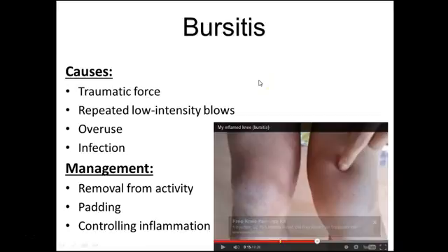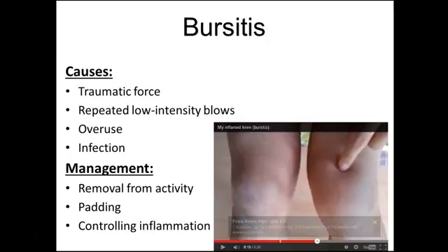So with bursitis, there had to be some type of traumatic force, anterior force being applied to the patellofemoral joint, or it could be as a result of repeated low intensity blows. By that, I mean this patient spends a lot of time on their knees. Let's say they're some type of construction worker where they're required to be in a kneeled position while they're working on putting things together. That repeated and constant pressure does cause the bursa to swell.